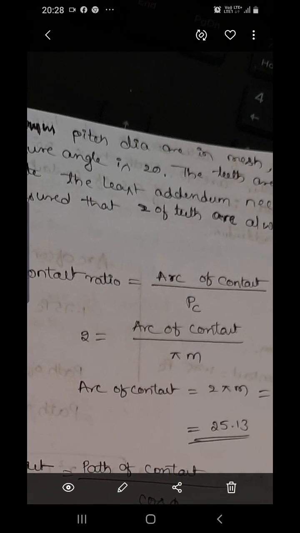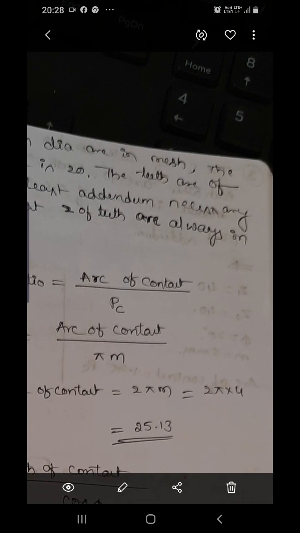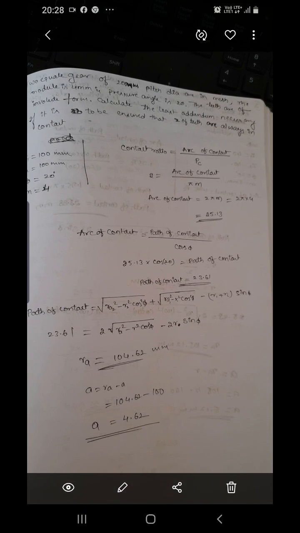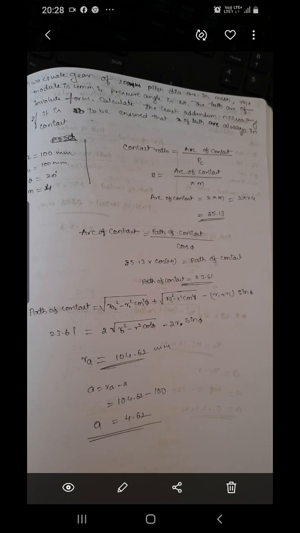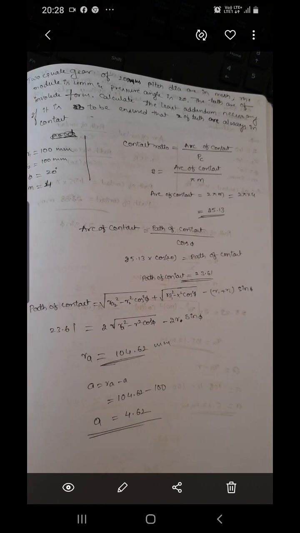The two equal gears of 200 millimeter pitch diameter are in mesh. The module is 4 mm and pressure angle is 20. The teeth are in involute form. Calculate the least addendum necessary if it is to be assumed that two pairs of teeth are always in contact.